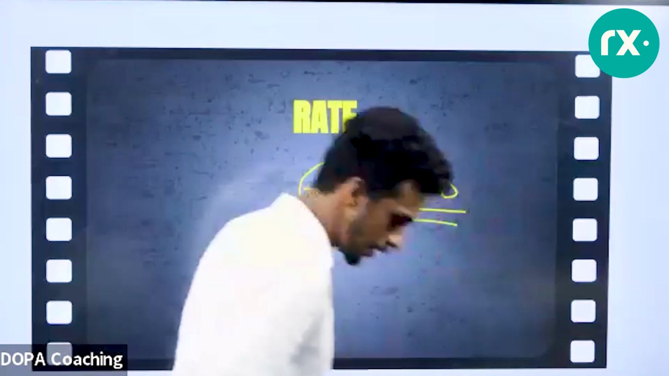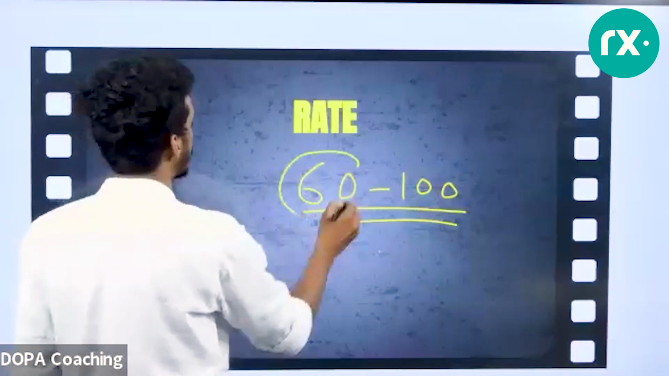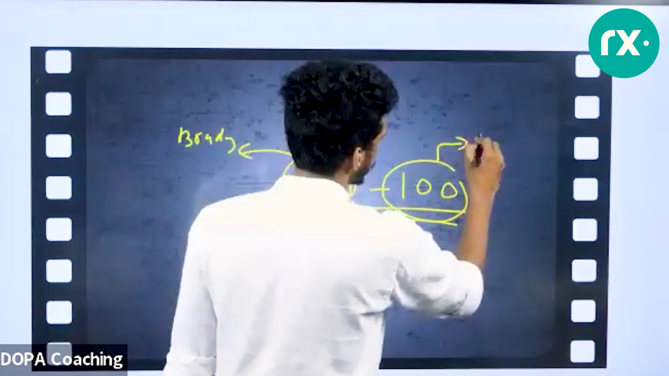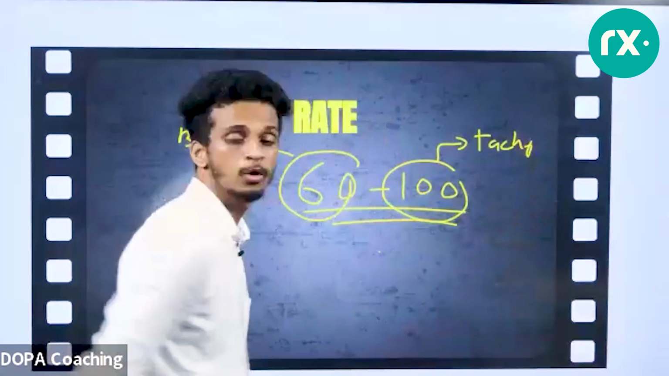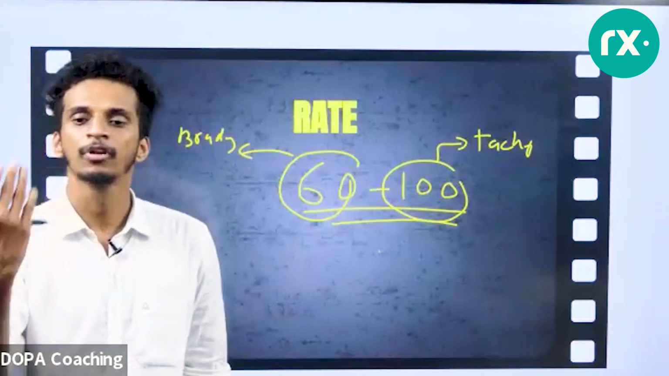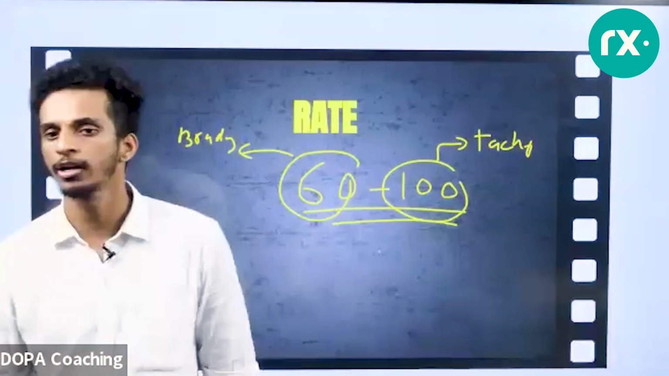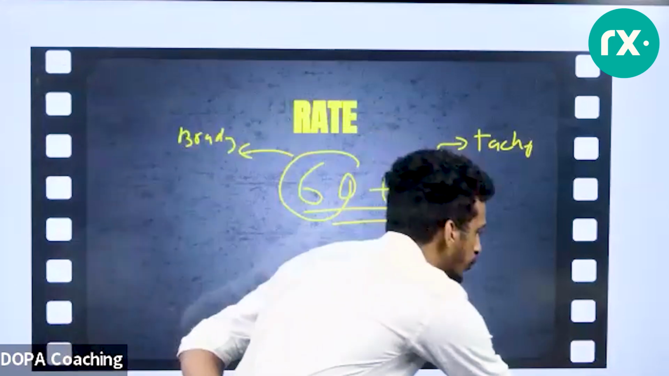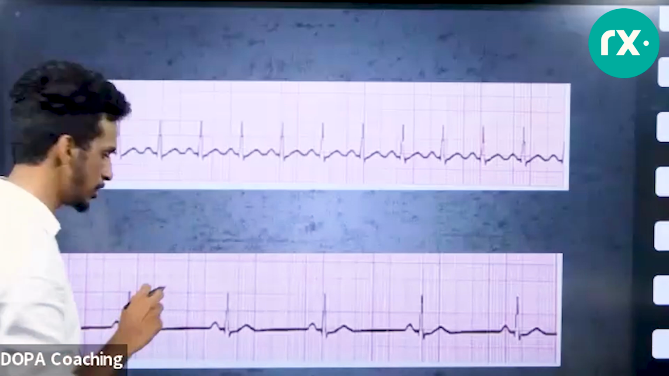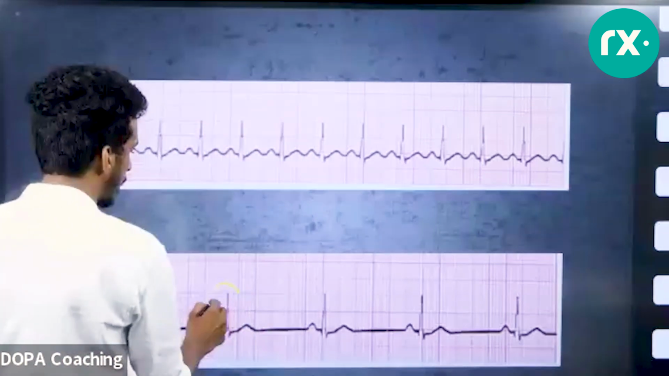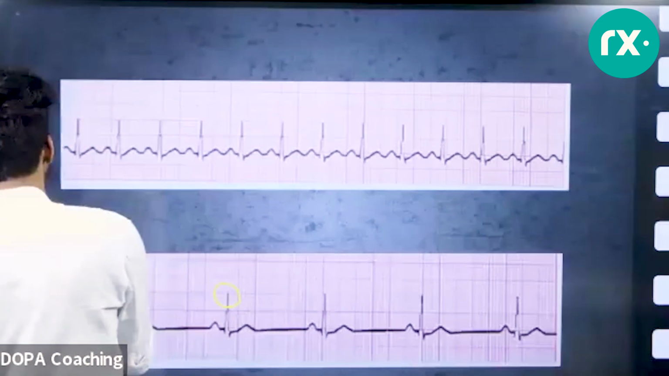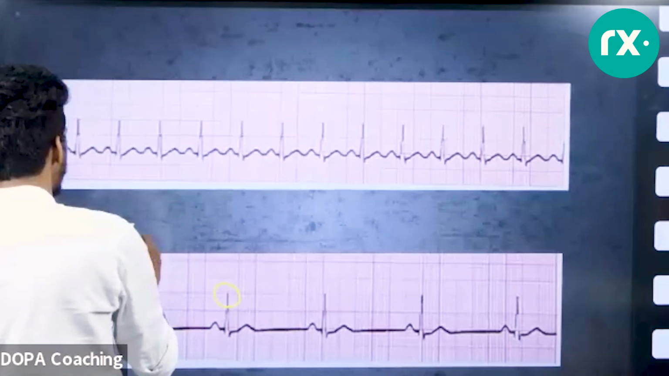If you have a heart rate below 60, we call it a bradycardia, and if you have a heart rate more than 100, we call it tachycardia. That's pretty clear, I know everyone will be aware of that. So that's about the rate of an ECG. For this ECG, we have already calculated the rate. The number of boxes between two R waves here is around 6, so the rate here will be 300 by 6, which gives me 50.